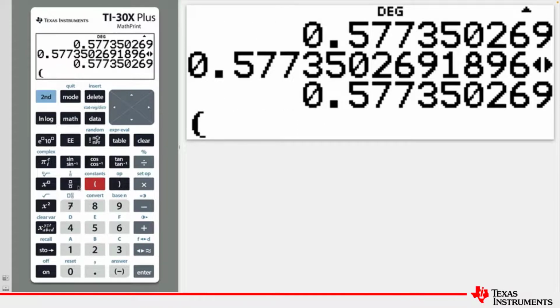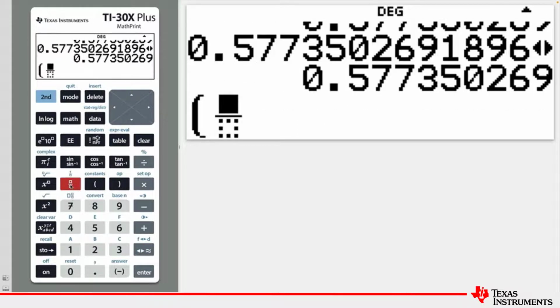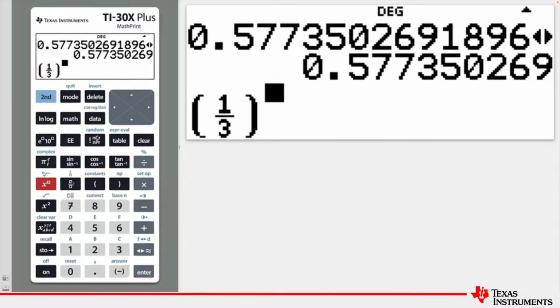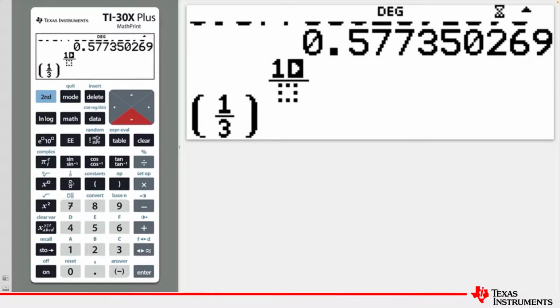Open brackets. Let's put in the third, close the brackets and raise this to another fraction. So we have the same answer, however we've got a more exact form of it. And this is because MathPrint mode enables a more exact form of the output.